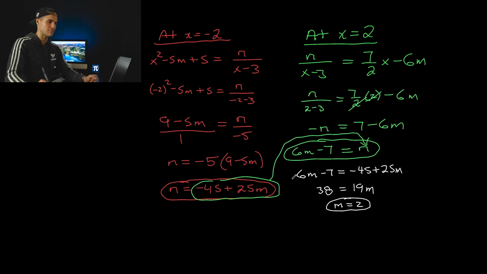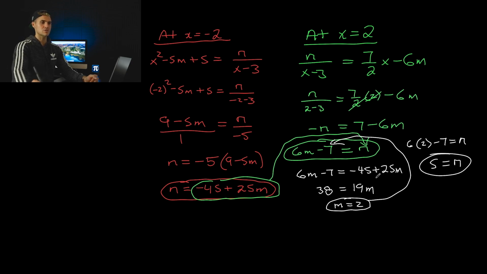And then I could take this m value of 2 and plug it into either one. I'll just plug it in here. So we'll have 6 times 2 minus 7 is equal to n. So 5 is equal to n. And those are the solutions. So m is 2, and then n would be 5, right? So those are the constants.